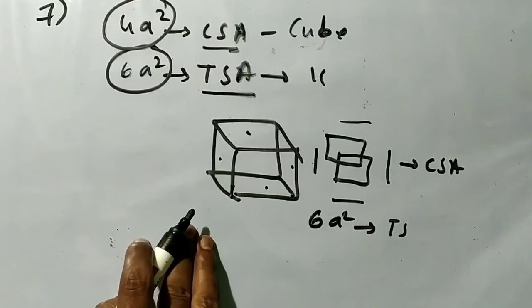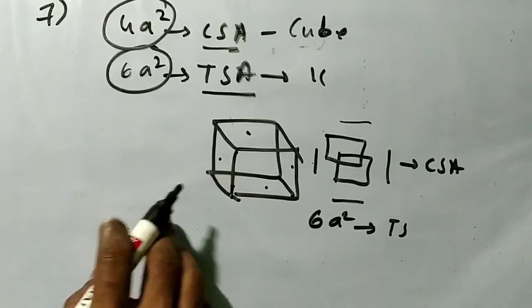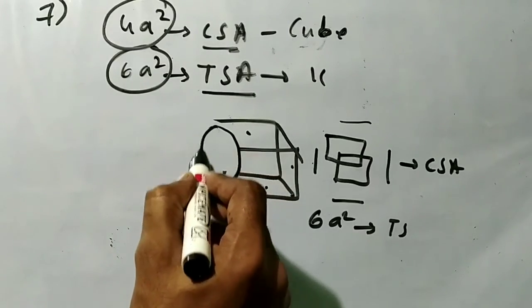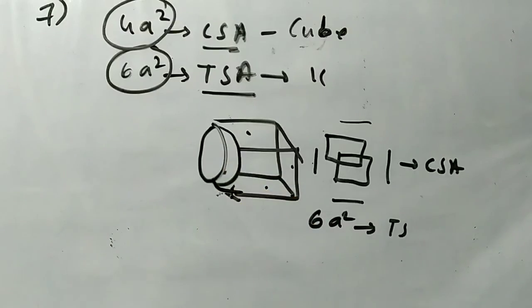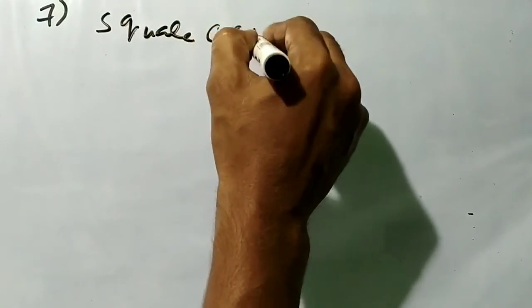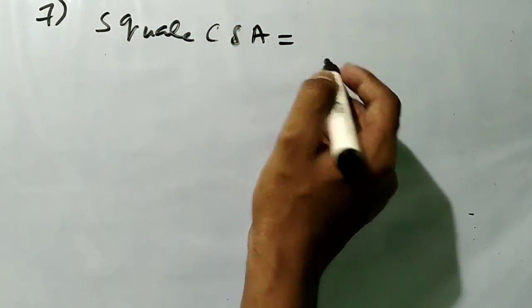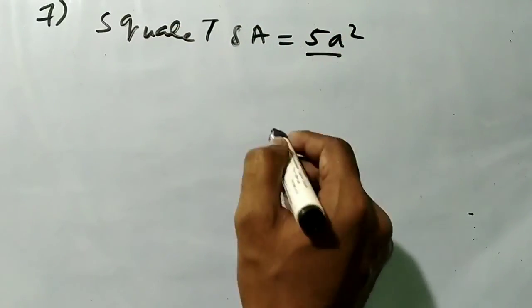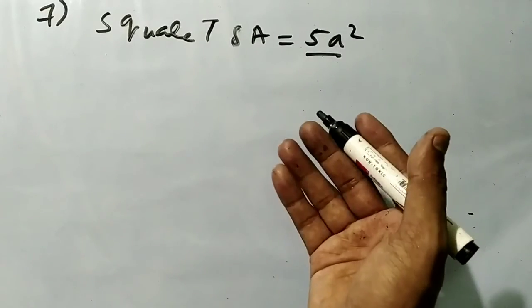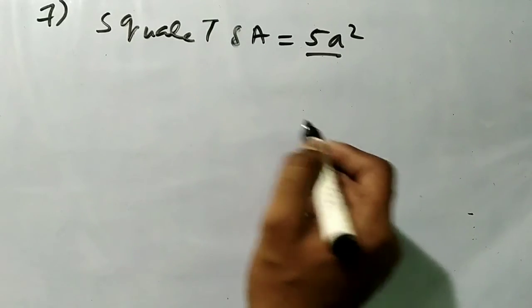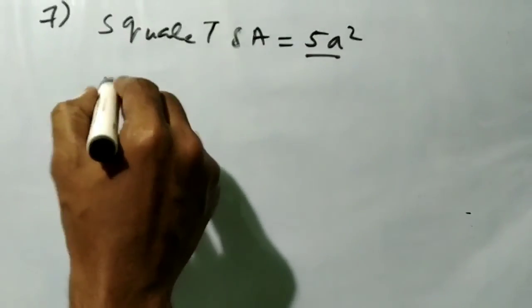But we have to take 5a square in the 7th problem, because one side is a hemisphere. They have given the question, so the total surface area is 5a square, because one side is hollow, occupied by the hemisphere. So 5a square is the surface area of the cube, and then the second part is the hemisphere.